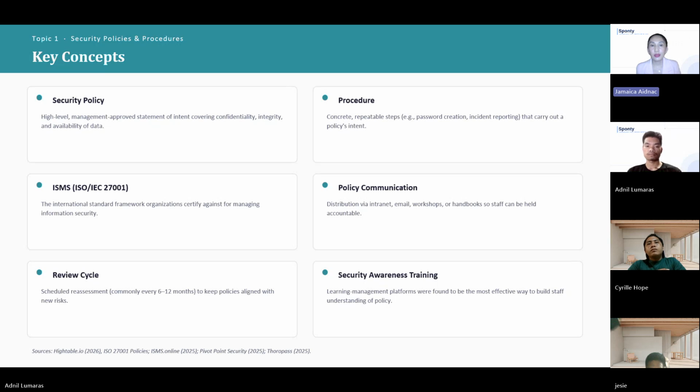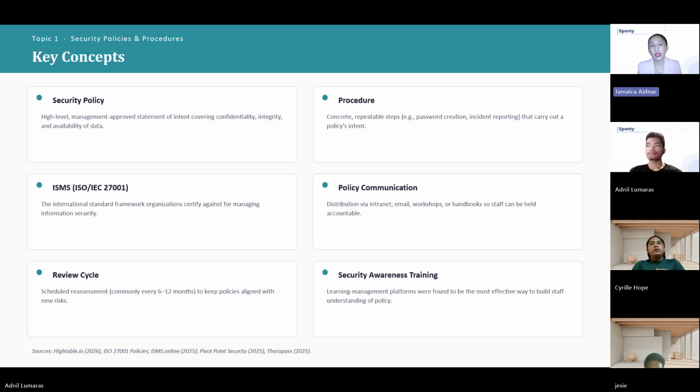If an employee is disciplined for a security violation, HR generally needs a documented policy that was actually communicated to that employee. Otherwise, the organization has very little standing to act. Policies and procedures also give organizations something to show auditors, regulators, clients, and partners. Documented and auditable evidence that security is managed deliberately rather than left to chance.